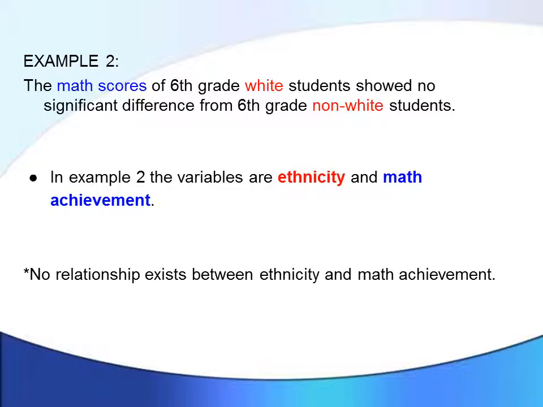In the second example, a study found that the math scores of 6th grade white students showed no significant difference from 6th grade non-white students. In the second example, the variables are ethnicity and math achievement. If the results show that 6th grade white students' math scores didn't differ from non-white students' scores, then we state that there is no relationship between ethnicity and math achievement.